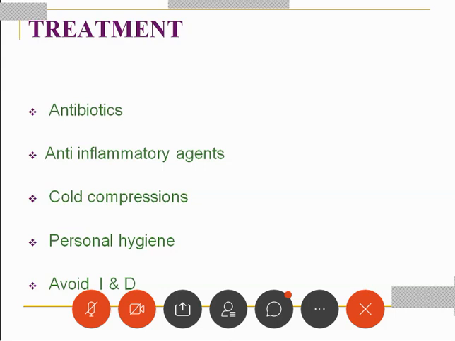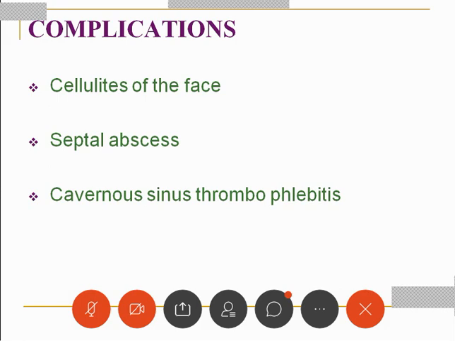You take him to the theater, clean the nose completely with a betadine gauze, and under sterile conditions, you have to do an I and D. Any recent things they are saying, but some people still say that I and D should be avoided. But I don't know how far it's a decision to be taken by experience. Complications of this cellulitis of the face: septal abscess, cavernous sinus thrombophlebitis.